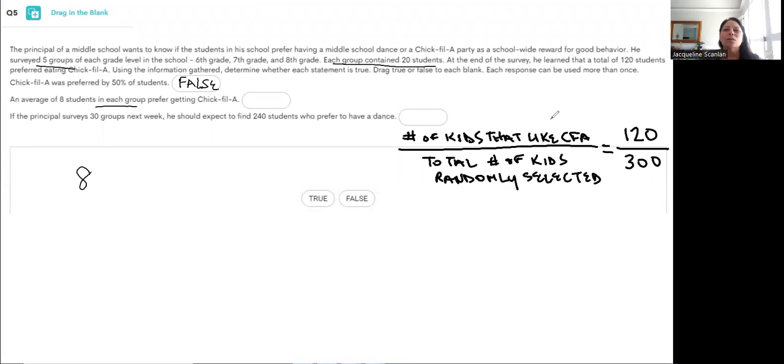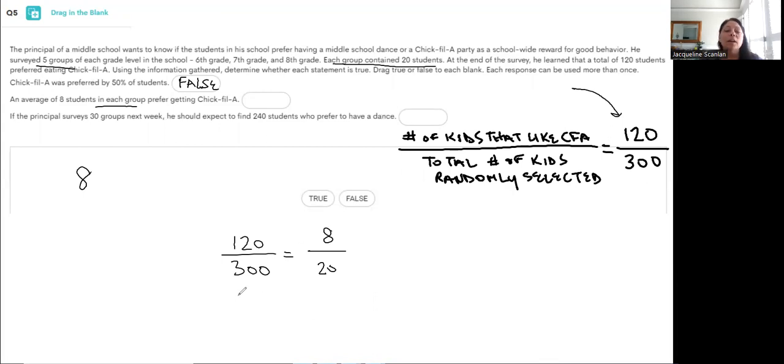So this is, I think, the way I would approach it. There are lots of different ways to think about doing this problem, but what I'm going to do is say, well, I know that 120 out of 300 kids that were randomly selected liked Chick-fil-A, right? So what I could do is say, is this the same as 8 out of my total number of people that I surveyed, which was 20 per group? So I could say, are these 2 fractions equal? That's one way that I could do it.